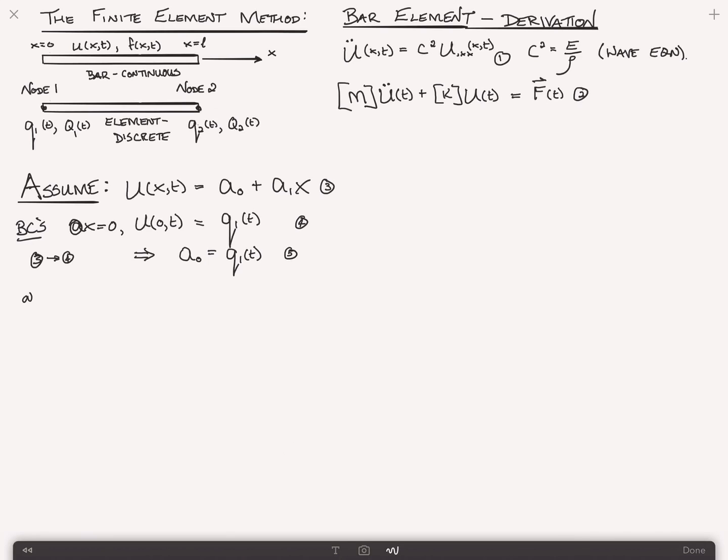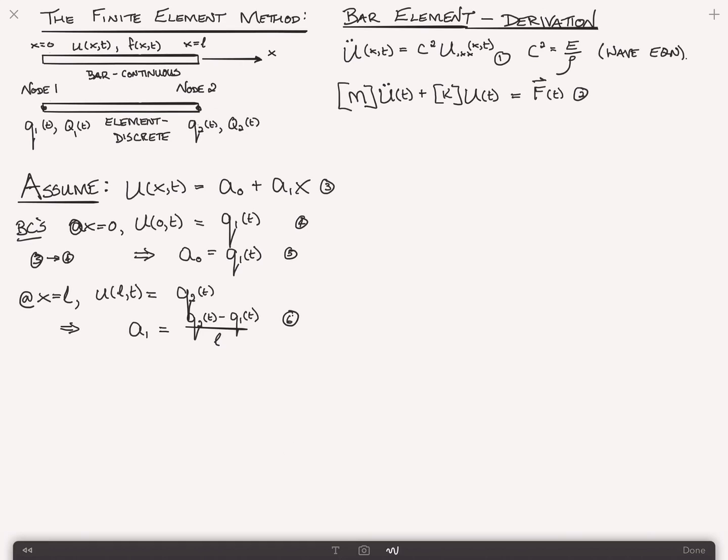Okay, boundary condition 2 says that at x equals L, u of L comma t is equal to q2 of t. This implies that you can solve for A1, and A1 is equal to q2 of t minus q1 of t, divided by L. Equation 6.